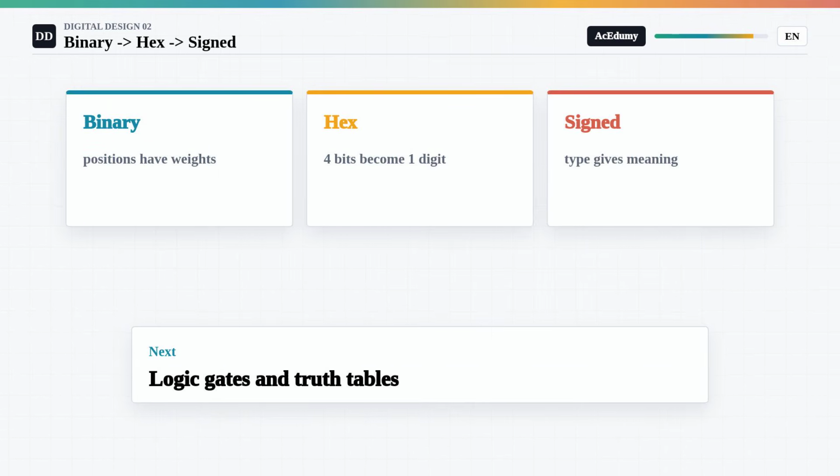So the second mental model is this. Binary gives every bit position a weight. Hexadecimal packs every 4 bits into one readable digit. Signed numbers add a contract on top of the bit pattern, so the same bits may mean a large positive value or a negative value. In the next lesson, we will use those bits as logic inputs and build truth tables for the basic gates: NOT, AND, OR, NAND, and XOR.